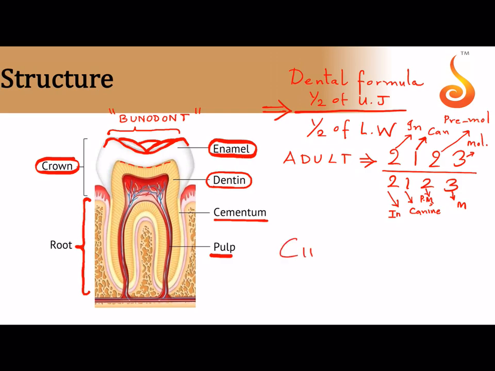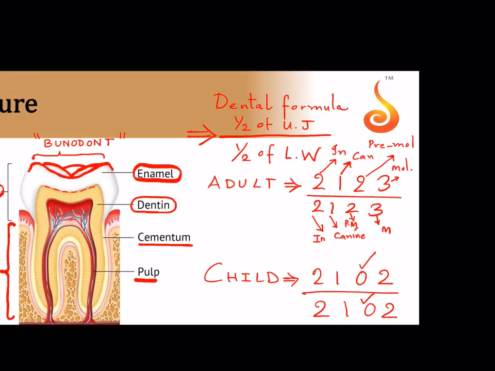If you were to consider the dental formula of a child, that is of a milk set, it would be 2102 divided by 2102. Now what is missing in a child? The premolar is missing. So remember, in order to write the dental formula, the numerator represents half of the upper jaw and the denominator represents half of the lower jaw.